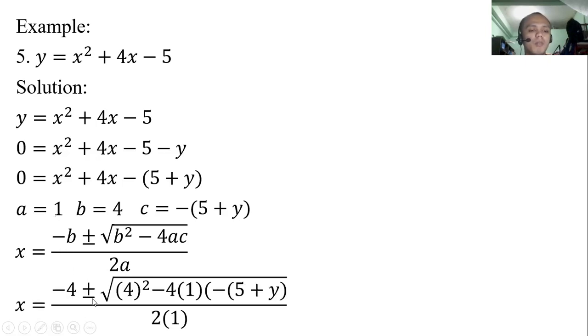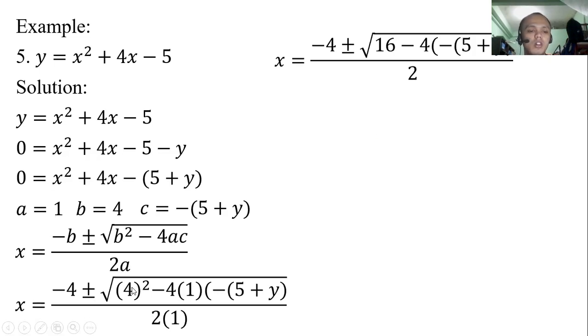So we have negative 4 plus or minus the square root of your b ulit is 4 squared minus 4 times your a is 1. Your c here is negative 5 plus y all over by 2 times your a is 1. Now, simplify natin, no? Negative 4 plus or minus 4 squared is 16. Negative 4 times 1 is negative 4 times negative 5 plus y over by 2. Kung hindi nyo lang nakikita ha, negative 5 plus y over by 2.